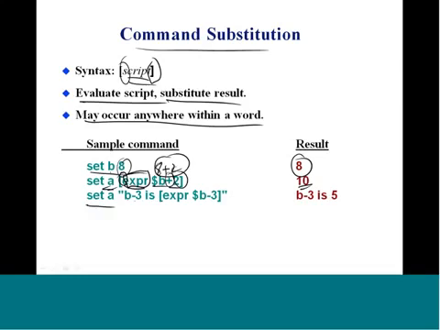Now what happens when we say set A "B minus 3 is [expr $B minus 3]"? Notice that there is no dollar in front of the first B, so B is taken as just another name, and this whole thing is a string. So it puts B minus 3 as a string, and it also treats the spaces as part of the string, and then when it comes to the square brackets it substitutes the command. So that is $B is 8, minus 3 is 5, and we get B minus 3 is 5 as the string that is stored in A.